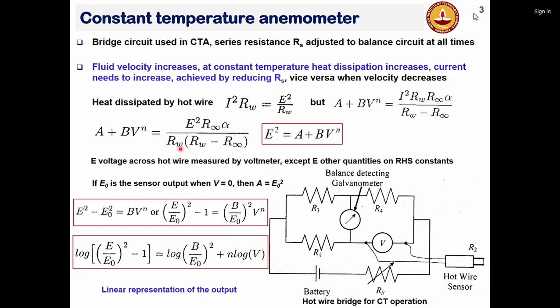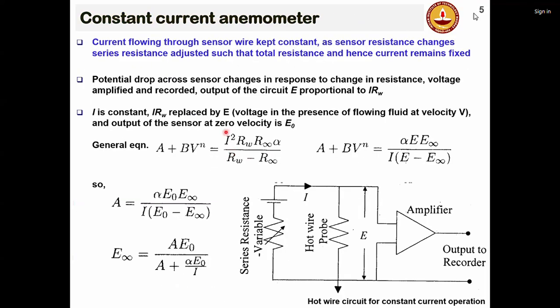The resistance of the wire was kept fixed, so the current was changing, and you expressed it in terms of voltage and resistance. Now in this case, the current is kept fixed and the resistance is varying. So you need to express it in terms of voltage and current. So you adjust these terms in terms of voltage and current.